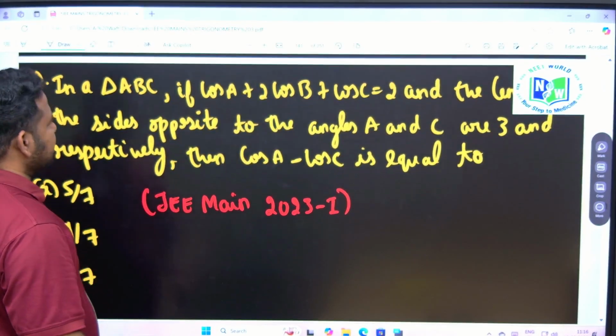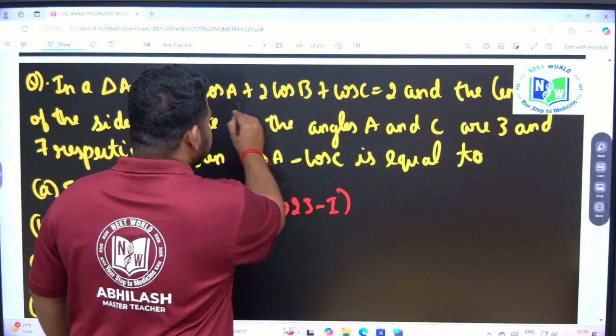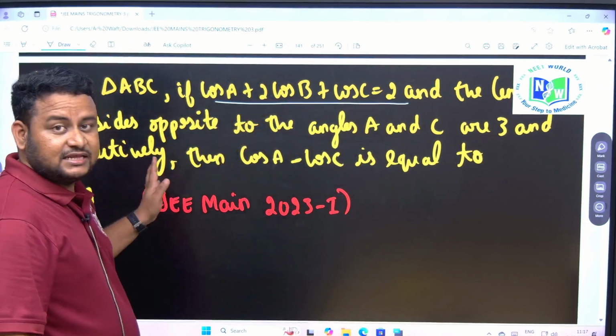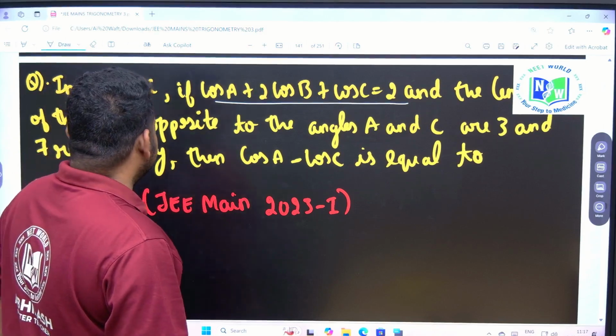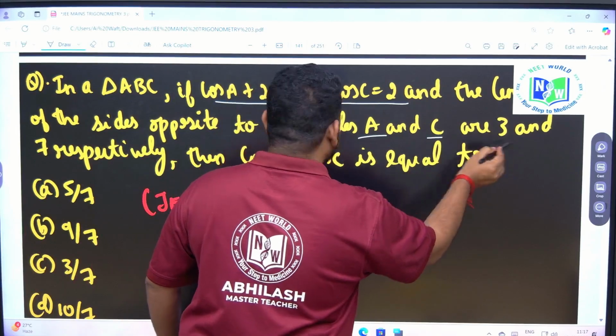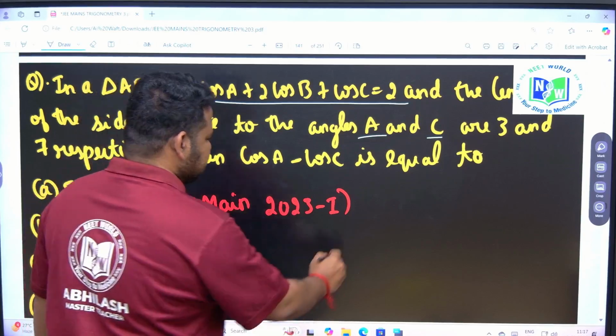Look at this. In a triangle ABC, if cos A plus 2 cos B plus cos C is equal to 2, and the lengths of the sides opposite to the angles A and C are 3 and 7 respectively, then cos A minus cos C is equal to what? Okay, first let us draw the triangle.